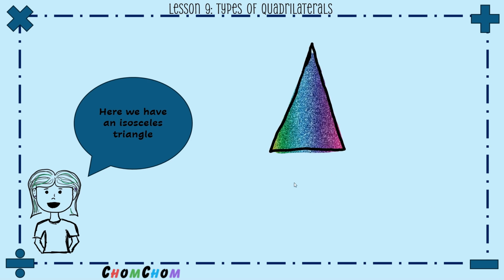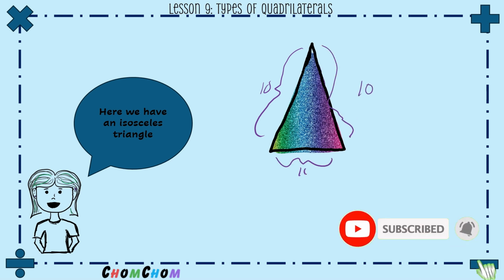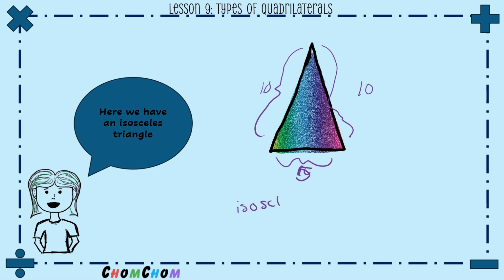Okay, next up we have an isosceles triangle, which has 2 equal sides. So we're going to just say this side is 10, and this side is 10, and this side is, say, 5. Oh, I didn't mean to write 10 there, 5. So isosceles triangles have 2 congruent sides.